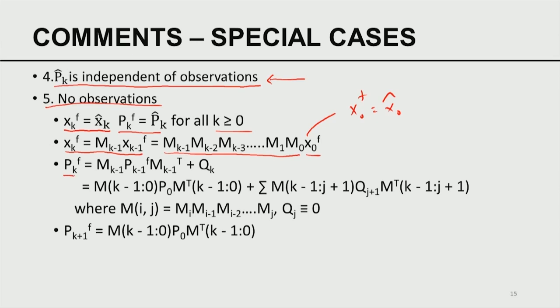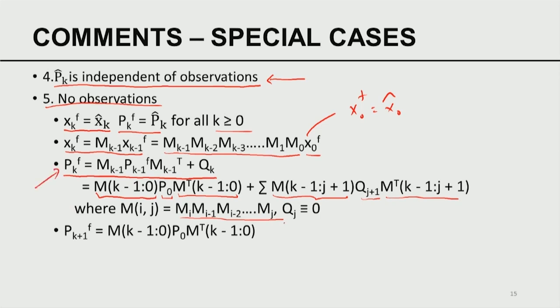Now let's consider the forecast covariance. Forecast covariance, look at this. There is a recurrence. K depends on k minus 1. So if you open this up, there's a product of model matrices times P naught, the transpose of that product, plus the product of model matrices and Qj, where Mij is given by this. When there is no observation, this is the forecast covariance.